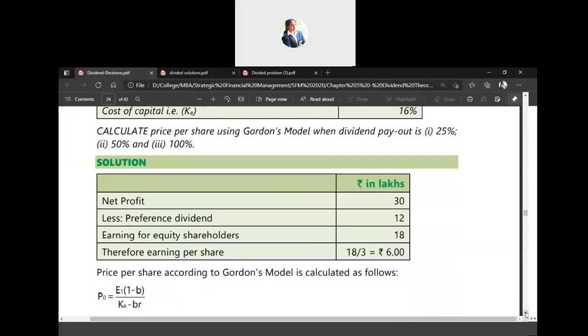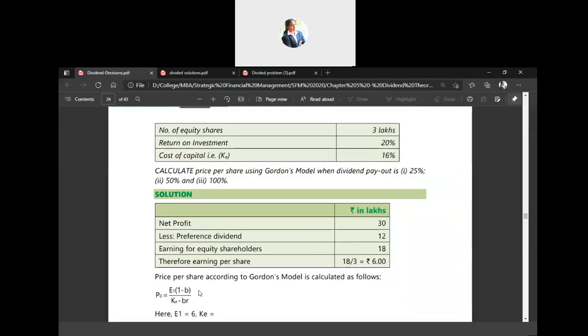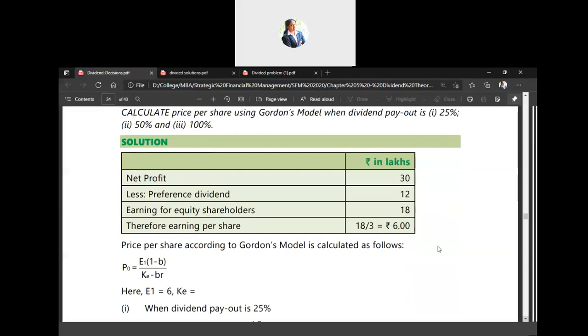Now again here we will first have to calculate E, and the rest has been given in the formula. Net profit is 30 lakhs. Out of the net profit, since we have preference shareholders, dividend has to be paid to the preference shareholders, and out of 100 lakhs when we pay 12%, it shall be 12 lakhs. So the earnings for equity shareholders would be 18 lakhs. And the company has 3 lakh equity shares. Therefore, each equity share would be earning rupees 6.